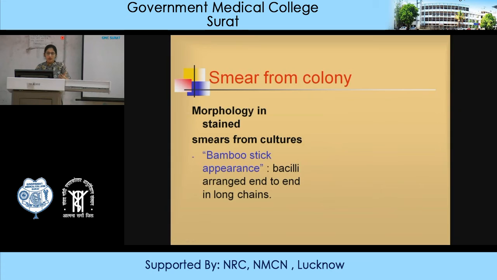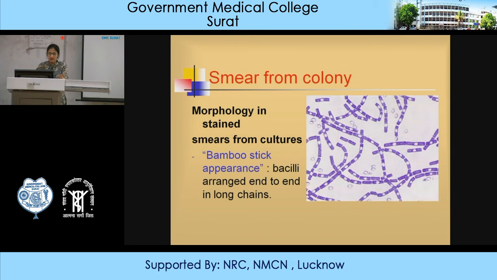Now after getting your colony, what do we have to do? We have to take a single colony, prepare a smear from that colony, and go for the Gram stain or different types of stains. You will find the bamboo stick appearance of the bacilli. This is the Giemsa stain. You can see here there is a bamboo appearance, a chain of the bamboo. The central region contains the spore, so it looks like a bamboo stick appearance.